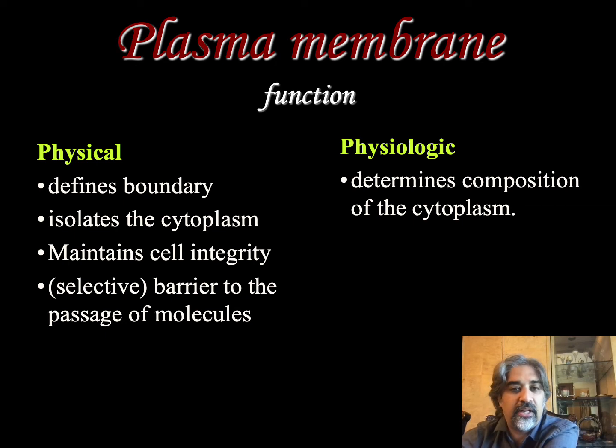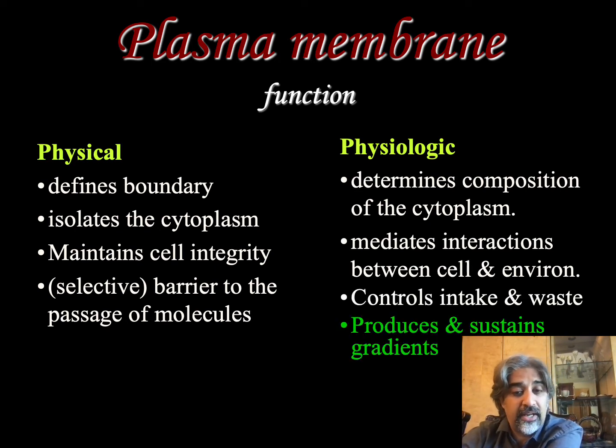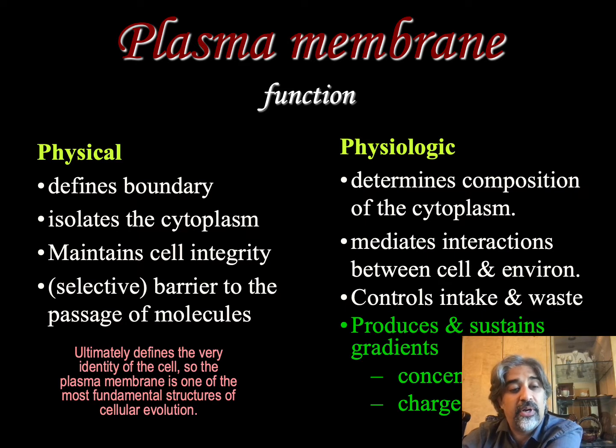The physiologic function is that it determines what can come in and what can't, so the composition of the cytoplasm, and it also mediates the interactions between the cell and its environment, controls intake and waste, and it produces and sustains gradients of both concentration and charge. And this is what ultimately defines the very identity of the cell: what's coming in, what's coming out, and what's on the surface. So it's one of the most fundamental structures of cellular evolution.